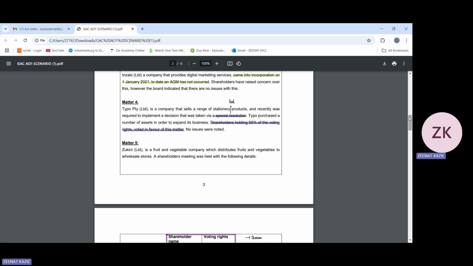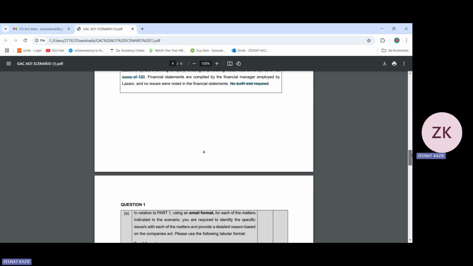Typo purchased a number of assets in order to expand its business. Shareholders holding 65% of the voting rights voted in favor of this matter. No issues were noted. So remember I said, think of special resolution. If you thought of special resolution, you know that in the Companies Act, special resolution is 75%. Here it says shareholders holding 65% of the voting rights voted in this matter.